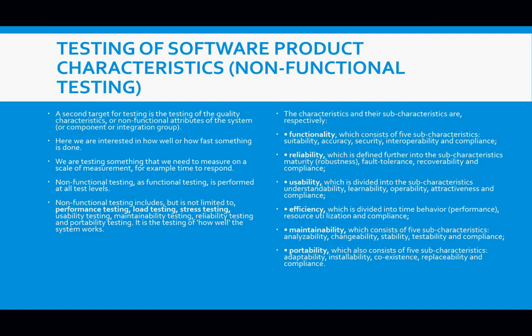Another one is non-functional testing, which is the second target of testing. You are not testing the function of the application, but only the characteristics or attributes of the system. Some of these attributes are the time it takes to respond; you could look into the load, the stress, how user friendly it is, whether we can port this application easily, whether we can maintain it easily, whether it is reliable, whether it is efficient. Those are the things you want to test in non-functional testing. It is basically on the characteristics of the particular application you are testing.